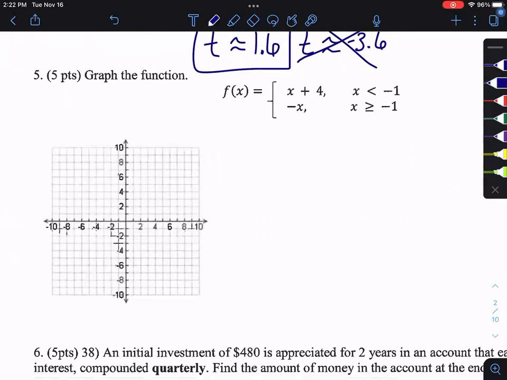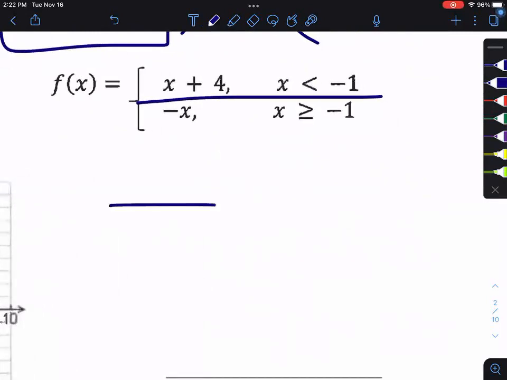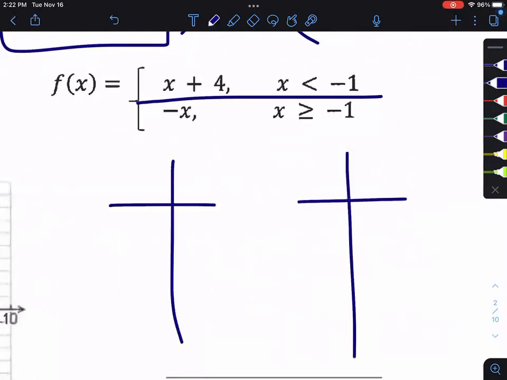Question number 5 is similar to what we did a couple days ago. This is our piecewise graph. So we have 2 options here. We need to make 2 T charts, one for the top and one for the bottom. So if I look at the top constraint, X is less than -1. That's an arrow going to the left with an open circle. We're going to start at -1.